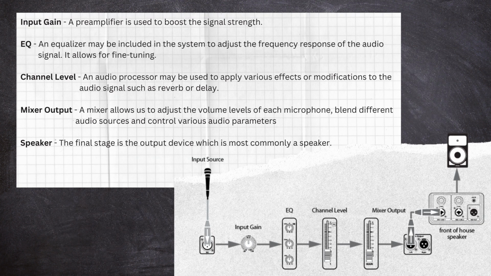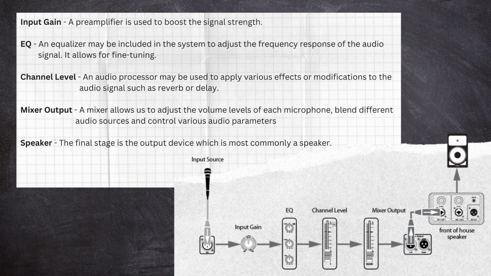As you can see, there's a diagram of a basic microphone system shown on the screen. First, the sound signal enters at the input source, which is our microphone. The sound signal is then boosted using a preamplifier because its signal strength is quite weak, so we use an input gain to boost it. It's then moved to an equalizer, which is used to adjust the frequency response of the audio signal. This allows for fine-tuning. It is then passed through a channel level, which is an audio processor that can be used to apply various effects or modifications to the audio signal, such as reverb or delay.